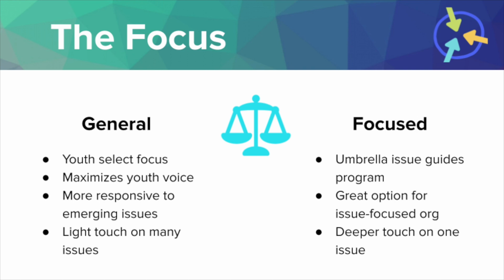Having a general focus tends to put more power in the hands of the young people to decide where they want their work to focus. Youth know the issues years before adults, so leaving a general focus also allows the organization to learn from emerging issues facing young people. On the other hand, having a focused umbrella topic is really great for an issue-focused organization like a health foundation or an education nonprofit. It allows participants to dive deep around one topic and explore the greatest issues within that focus.